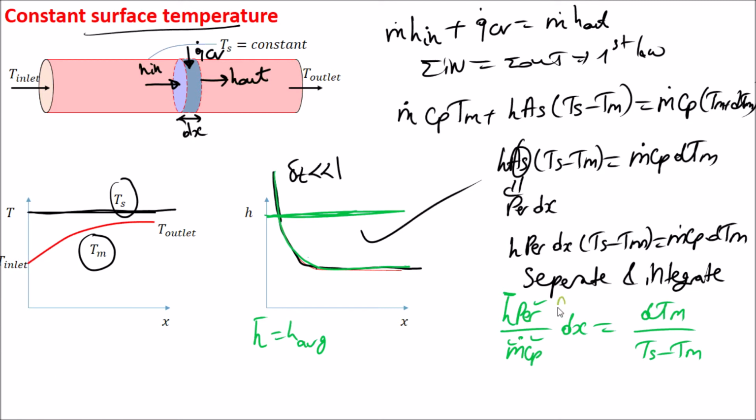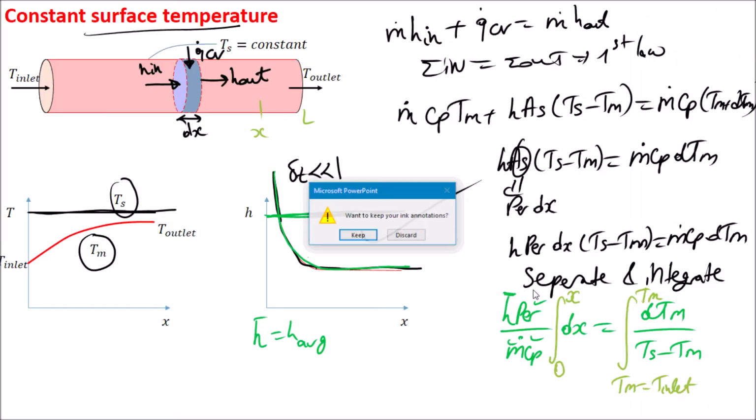I will write the limits here. The limits will be from 0, when x is 0, TM is T inlet. It is again TM inlet, but we are writing T inlet; whenever we say T inlet, it means TM inlet, it doesn't matter. And at the outlet, or at any x, let's take any x. For any x, you can take L here or you can take any x value here, then you will have the TM. Now let's integrate this quantity. I will add one more slide.